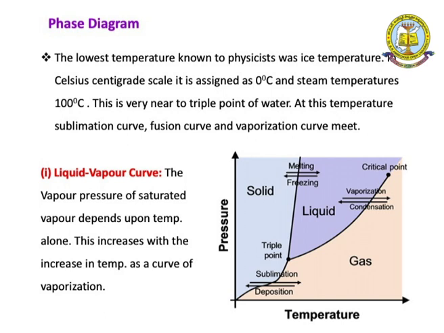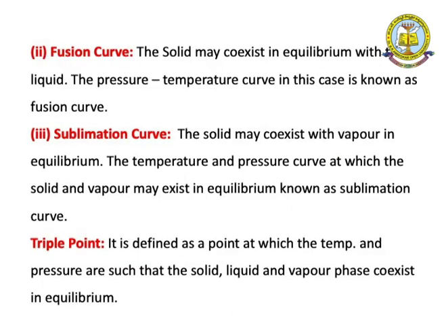In detail, we should discuss the liquid vapor curve. From the liquid vapor curve, the vapor pressure of saturated vapor depends on temperature alone. This increases with the increase of temperature, as the curve of vaporization. Next is the fusion curve. The solid may exist in equilibrium with the liquid state, and the pressure temperature curve in this case is known as the fusion curve.